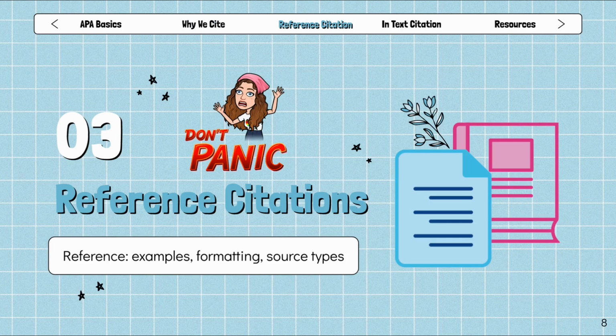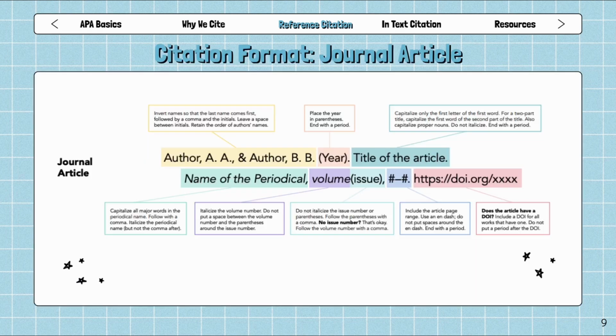Reference citations, examples, formatting, and source types. The most common reference types you'll use will probably be for journal articles and books. For a journal article, follow this formatting: full last name, comma, middle initial, period, first initial, period. If there are multiple authors, include a comma, and repeat this format and include an ampersand in between them.